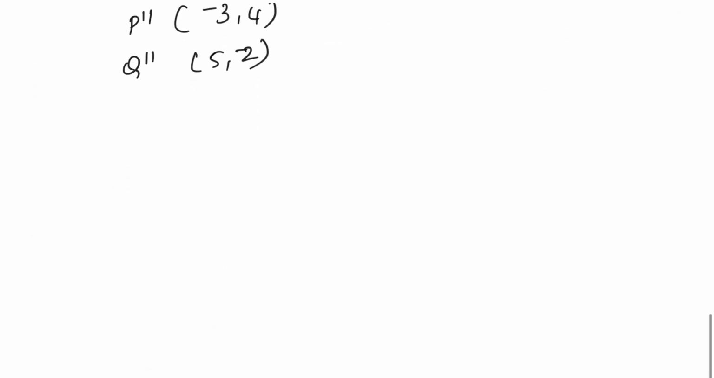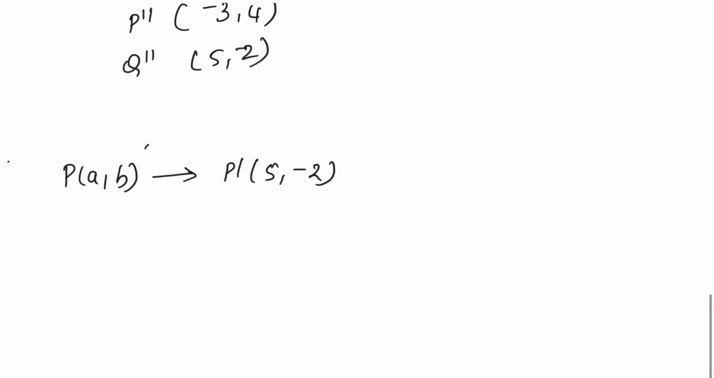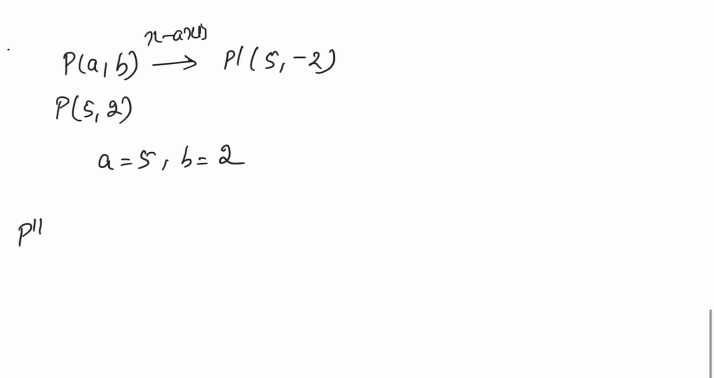Now coming to the third question. Point P(a, b) is reflected in the x-axis to get P dash (5, -2). Write down the values of a and b. So reflected on the x-axis to get this, so what would have been the value here? It would have been 5 and 2, right? So a is equal to 5 and b is equal to 2. Okay. And P double dash is the image of P when reflected in the y-axis, so it will be (-5, 2).